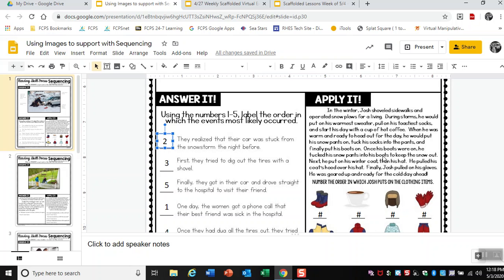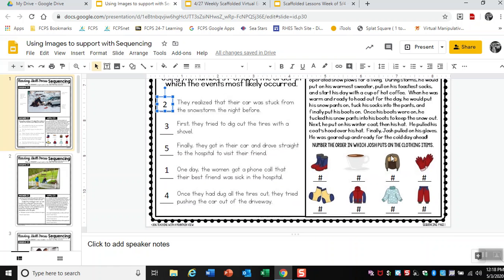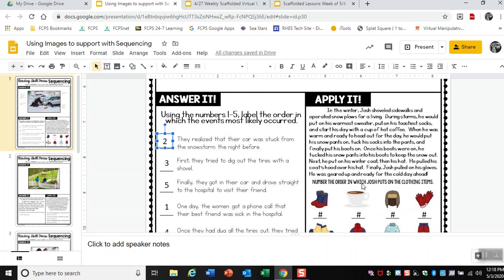So when looking at this passage, there were a lot of things that Josh did to get ready. So we have to go back and carefully read it to figure out the order in which he did everything. So, in the winter, Josh shoveled sidewalks and operated snowplows for a living. I'm looking here at my pictures and I don't see anything related to that, so I don't think that's one of the sequences we're going to have to do.